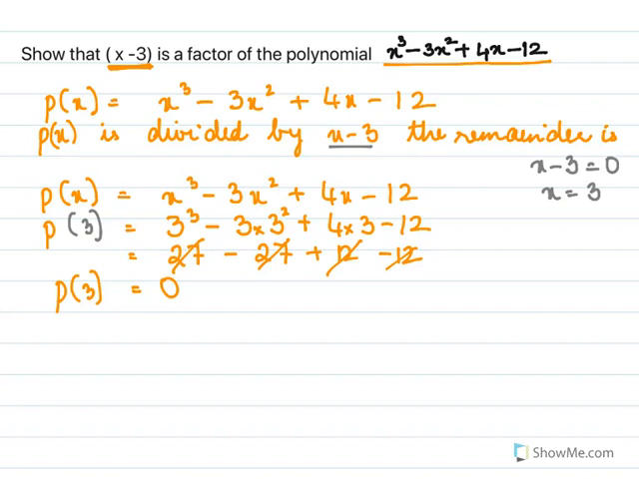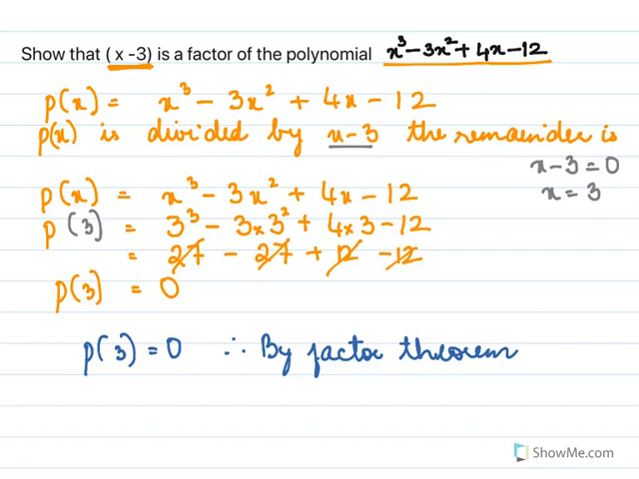Thus we see that the remainder is 0. So we see p of 3 equal to 0. Therefore, by factor theorem, we can say that x minus 3 is a factor of p of x.